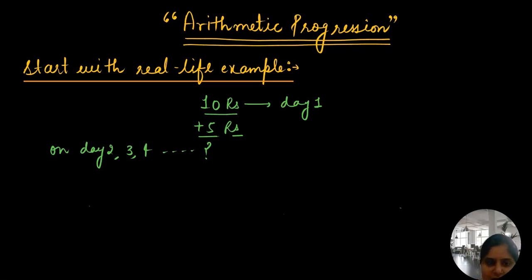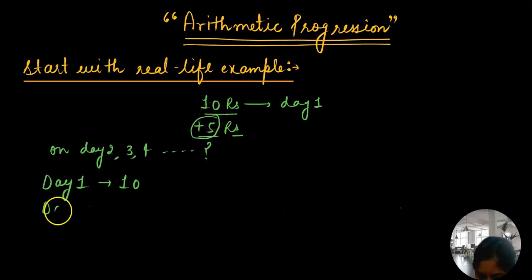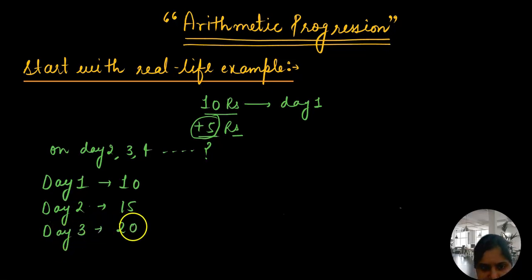Okay, I'm telling you. You will say on day 1 I'm saving 10 rupees. Then increase 5 rupees each day. So on day 2 my income will be 15 rupees. On day 3 it is 20, and day 4 is 25. Okay, so we are understanding what is arithmetic progression and why we are using it in a real life example.